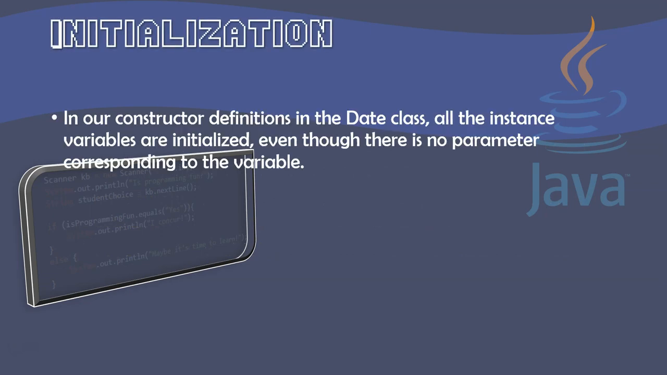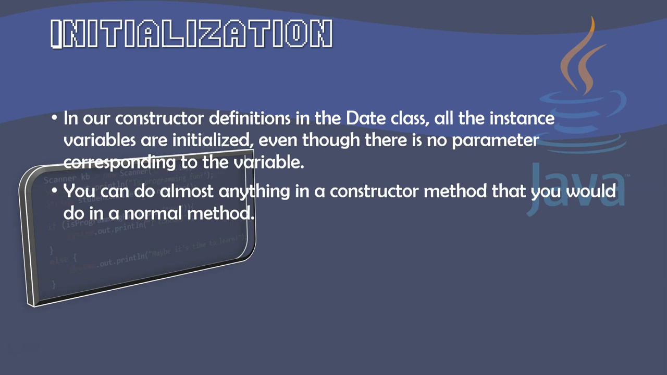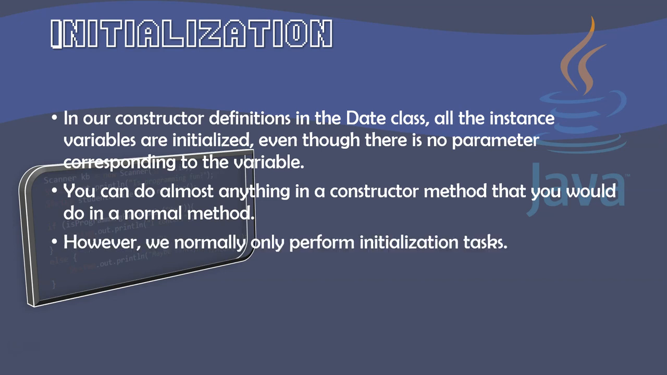Initialization for methods: if you look at the Date class, again, we're going to take time to pick this apart, all the instance variables you'll find have been initialized, even though there's no parameter necessarily corresponding to the variable. You can do almost anything in a constructor method that you would do in a normal method. Like we could have it do calculations if we really want to. However, typically what you will find in constructors is that they're only there to initialize values because we want to say, here's the starting value for this variable.